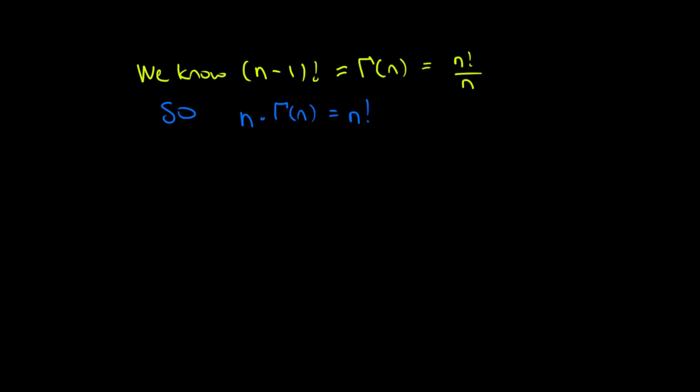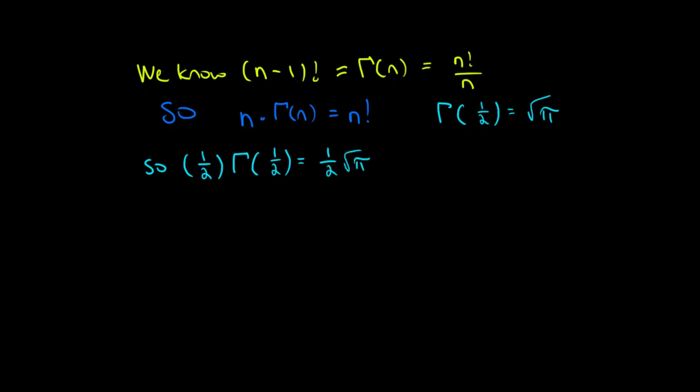We can also apply this reasoning and work in the other direction. Since we know n minus 1 factorial equals gamma of n, which equals n factorial over n, then n times gamma of n must equal n factorial. Knowing that gamma of 1/2 equals radical pi would then imply that 1/2 times gamma of 1/2 equals 1/2 times the square root of pi, which equals 1/2 factorial. Well, we knew that already, but we can keep going.